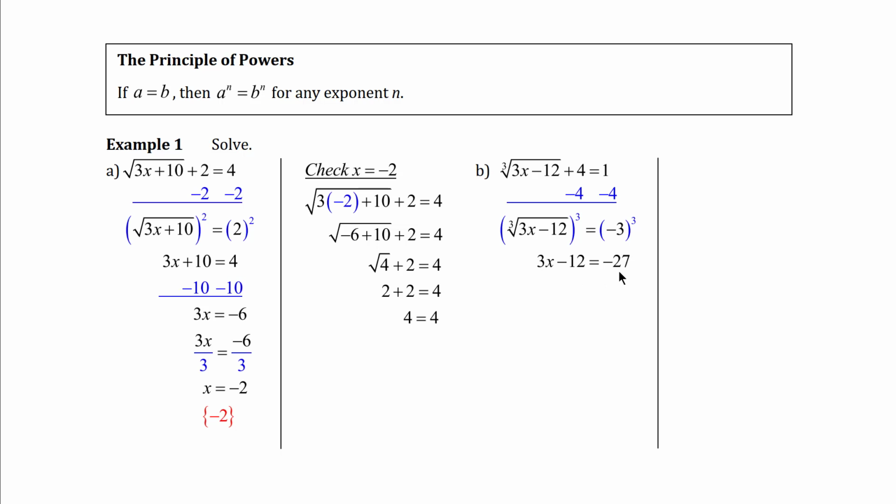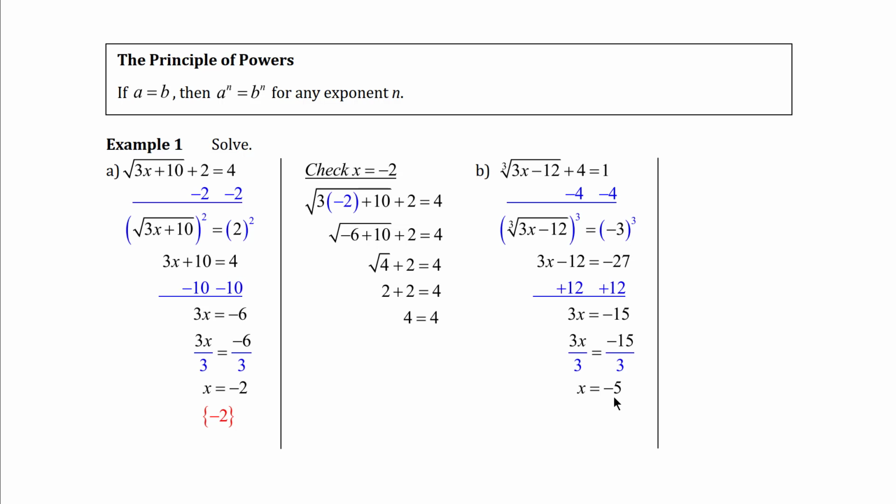The next step here is getting rid of the minus 12, so I add 12 to both sides of the equation. On the left-hand side, negative 12 plus 12 cancels out, and we bring down the 3x. On the right-hand side, negative 27 plus 12 is negative 15. So the result is 3x equals negative 15. Next, we get rid of the 3 by dividing both sides by 3. We have 3x divided by 3 equals negative 15 divided by 3. Simplifying the left-hand side, 3x divided by 3 is x. On the right-hand side, negative 15 divided by 3 is negative 5. So the result is x equals negative 5.